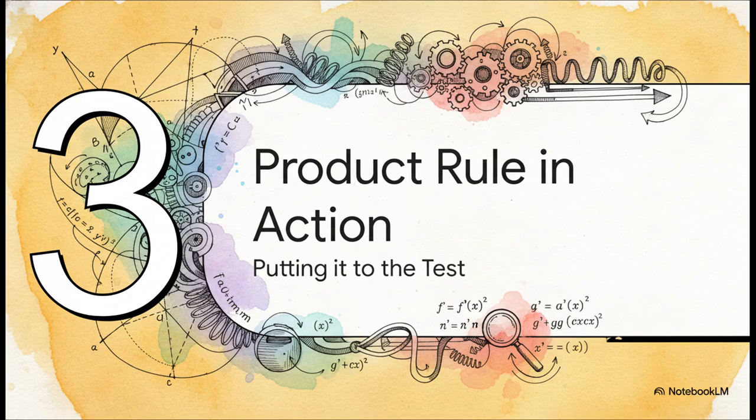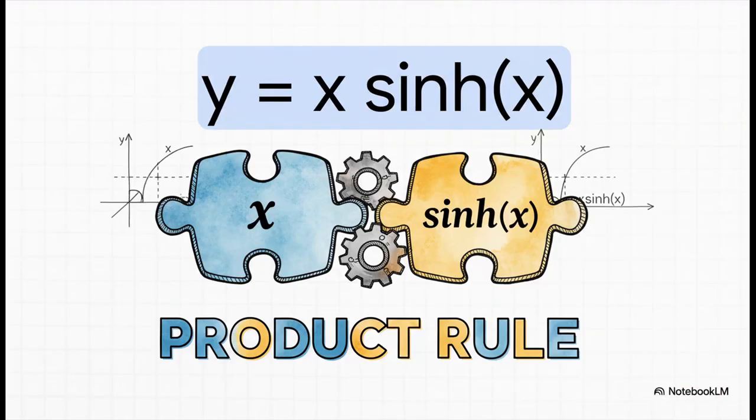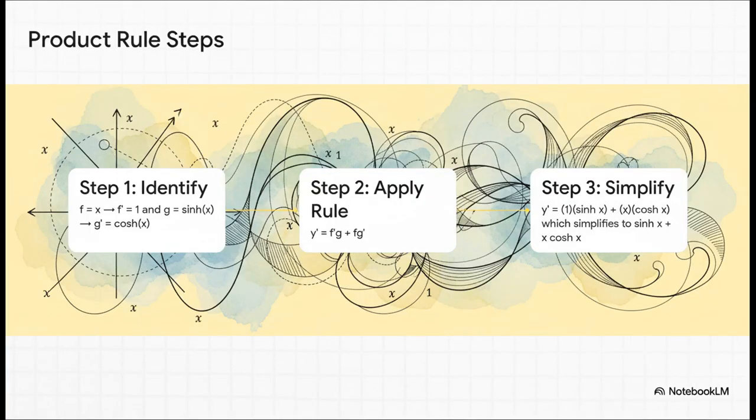Even though the function is different, all the derivative rules you've already mastered, like the product rule, work in exactly the same way. So let's put it to the test. We're going to find the derivative of y equals x times sinh of x. You can see right away this is a classic setup for the product rule. We've got one function, x, multiplied by another function, sinh of x. Let's just walk through the steps together.